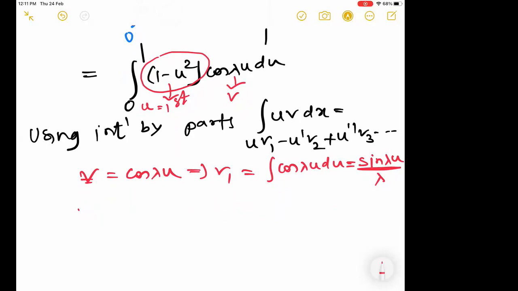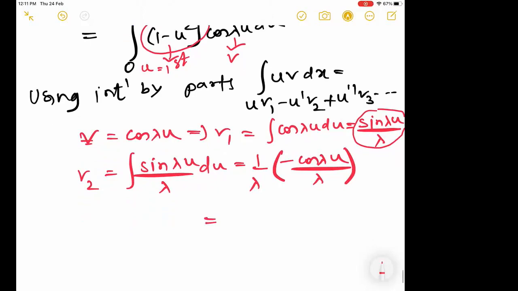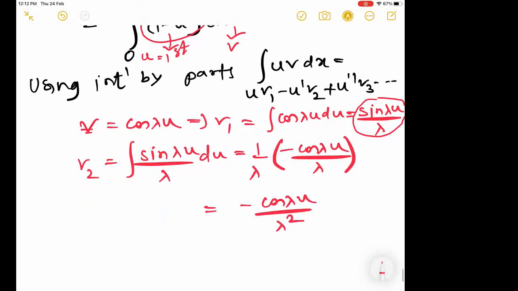And v2. v2 means whatever you got in v1, you again integrate. Sin lambda u upon lambda integration. In that case, lambda is constant. The integration of sin is minus cos lambda u, and once again the denominator will come, lambda. So this is minus cos lambda u upon lambda square. This is v2. Okay, now we want u dash, u double dash.